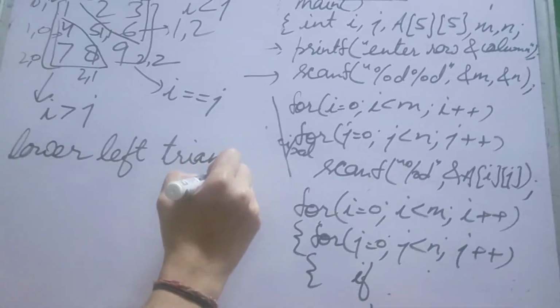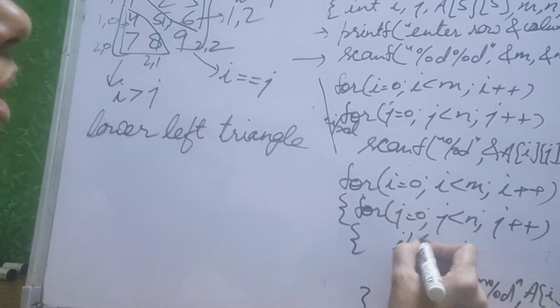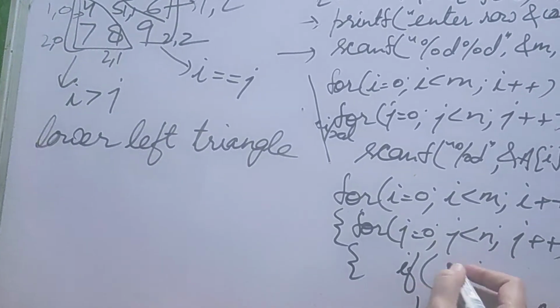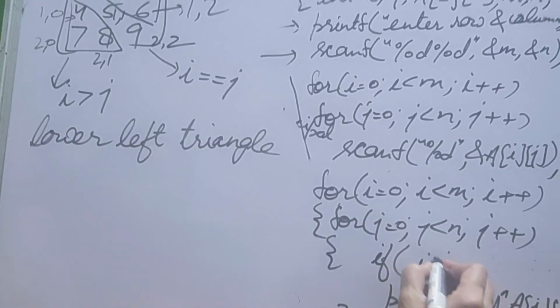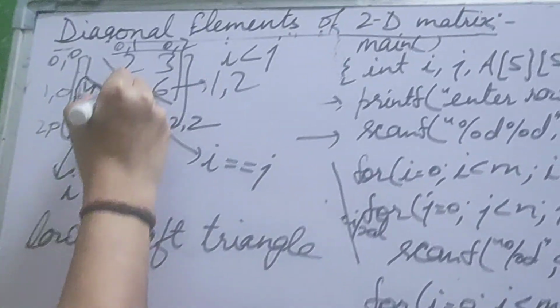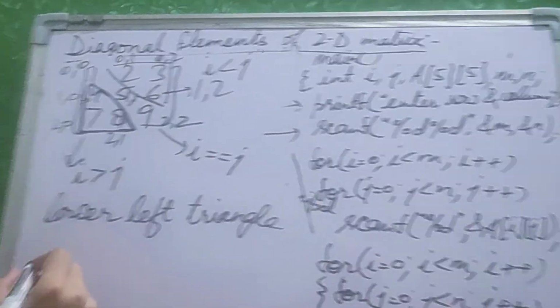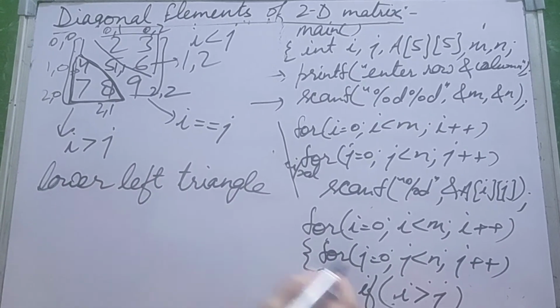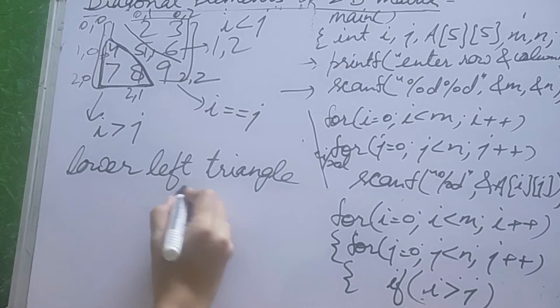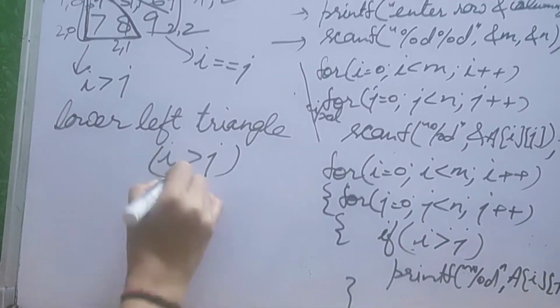Program is the same. We are changing only this if condition. What we will write here? I is greater than j. Then it will print the lower left triangle, these three values. For the lower left condition we will write here: if i is greater than j.